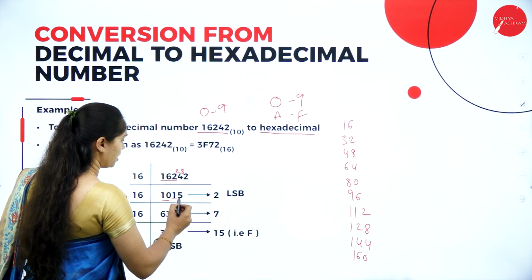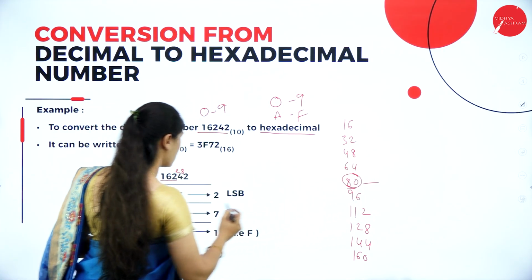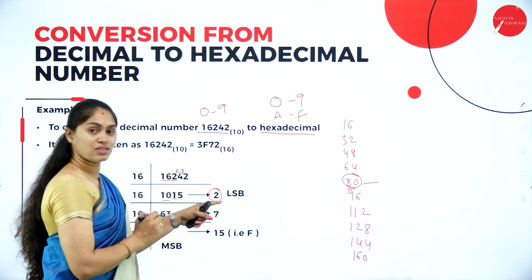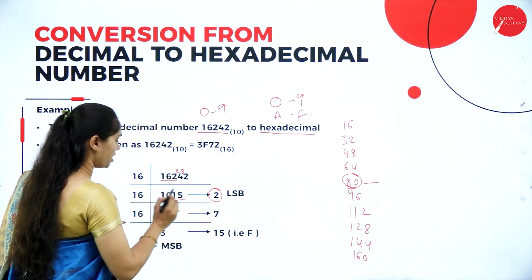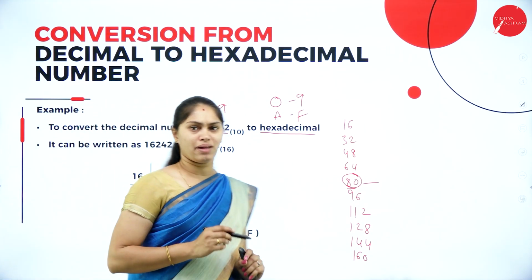So then 16 fives are how much? Here you can see that 16 fives are 80. So 82 minus 80 will be the remainder of 2. Now my remainder is 2. What is the new quotient here? That is 1015. We have to start dividing it again by 16.